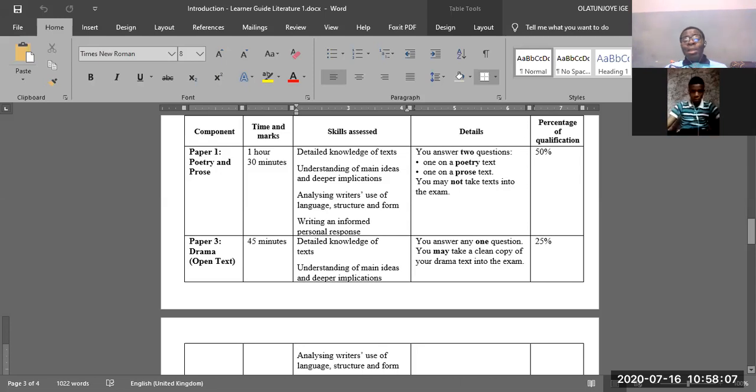But you must familiarize yourself with the text before you get to the examination, so that when they ask you any question, you know what the answer is. So you go there straight, so that you don't waste your time. 5 minutes they will give you.